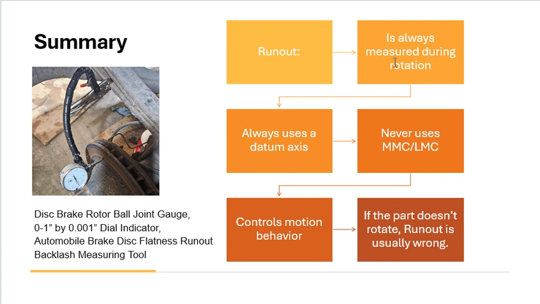So runout is always measured during rotation. Very important. It always uses a datum axis. Don't forget your datum surface. If you have a datum surface, meaning we have the datum axis. So never use MMC and LMC. If you're using a CMM, your automatic one, not the manual one, make sure you don't click on it accidentally. It controls the motion behavior, because some students don't know and click here, click there, click everywhere, and make mistakes with runout. So if the part doesn't rotate, runout is usually wrong.